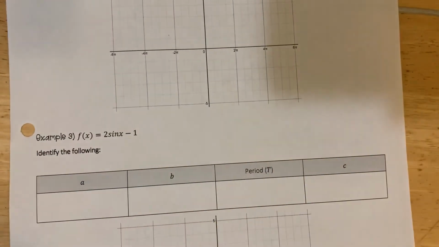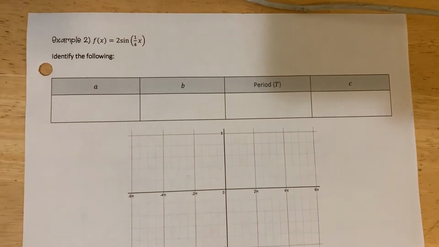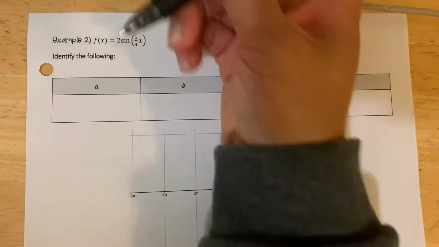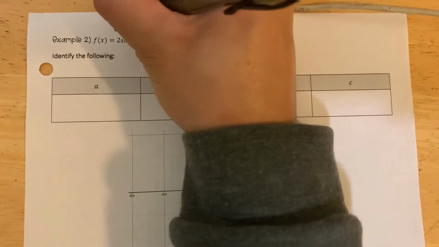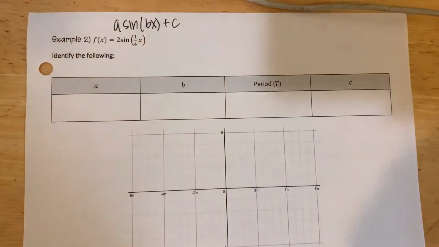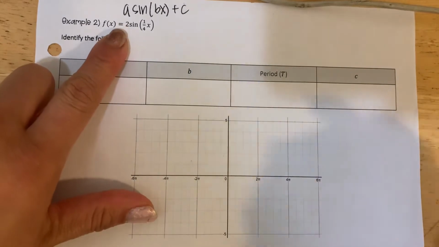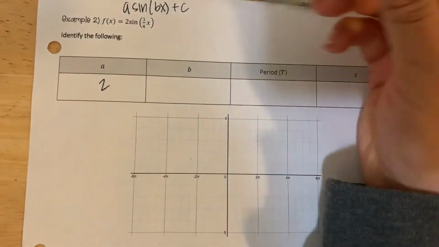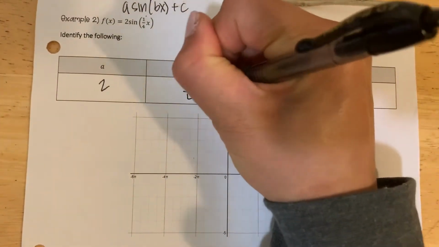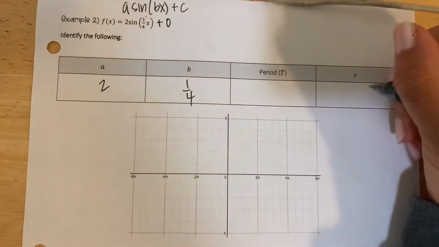Our next example here is example number 2. Right above it, I'm going to go ahead and write down the general equation: a sine bx plus c. First step is to figure out your a, b, and c values. Your a value is 2. Your b value is 1/4. And then again, your c value is just 0.